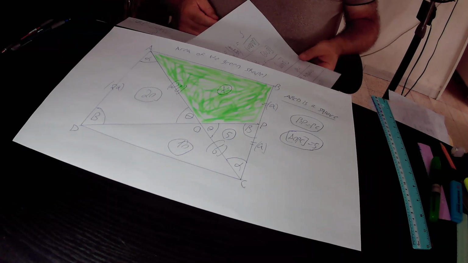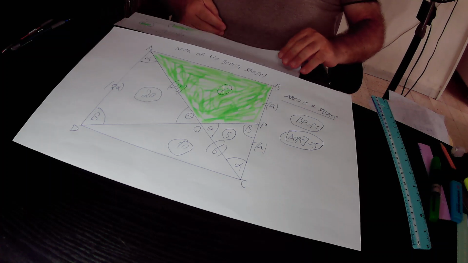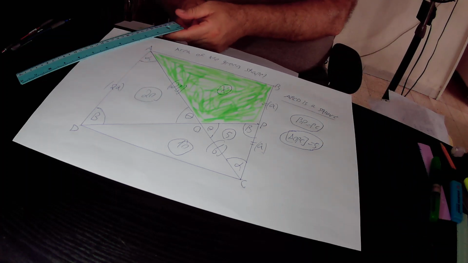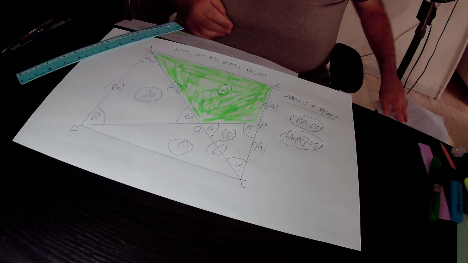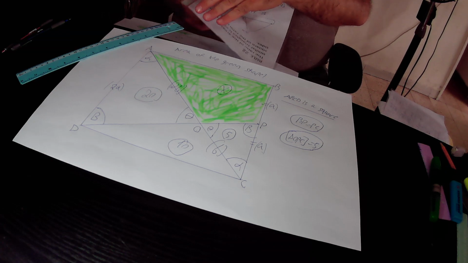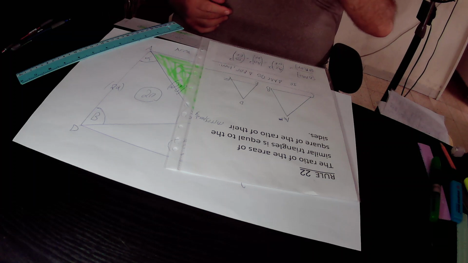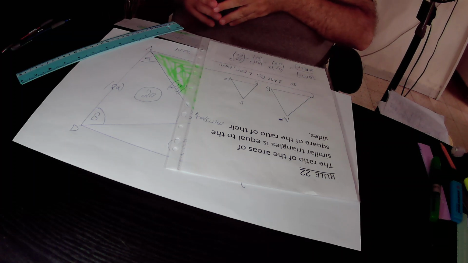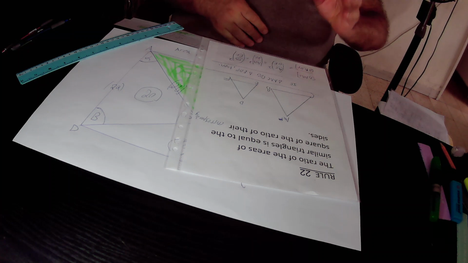In the next step, I presented to you Rule 22 and we implemented Rule 22 in our drawing. So, according to Rule 22, the ratio of the areas of similar triangles is equal to the square of the ratio of their sides.